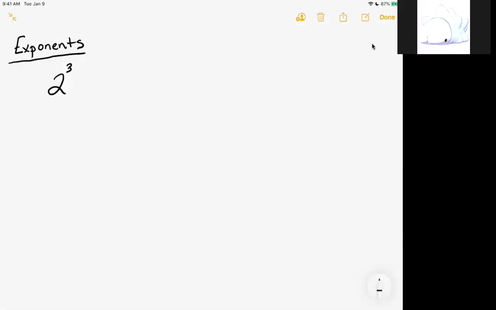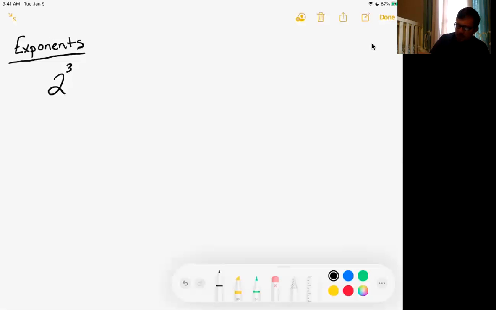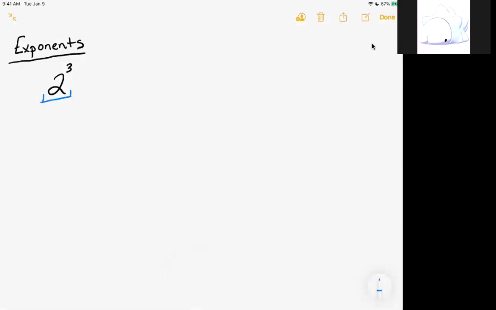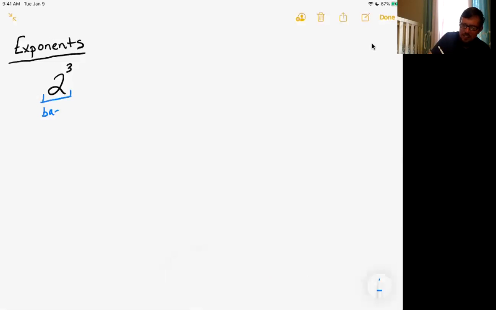What? And you multiply whatever is in front of it by itself, however many times it says. Sure. Do you remember the names of these? You know what this number's called? No. Honesty. This is called the base. Okay. And the little number up here is called the exponent.